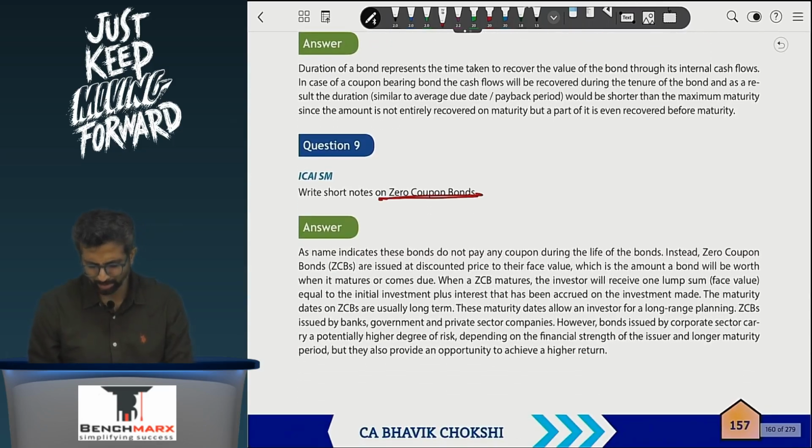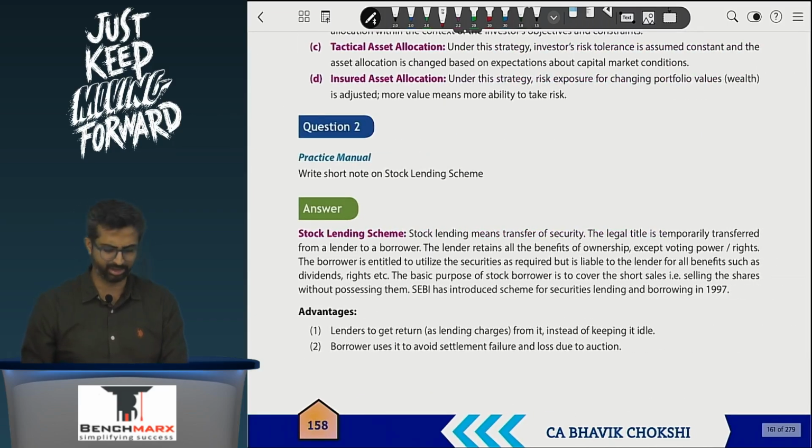Note on zero coupon bond. These are all very basic study material questions. Zero coupon bond, you can always write. These are bonds which are issued at a huge discount, but they don't bear any coupon. That does not mean the investor does not get any return. The investor does get a return, but that is in the form of discount. Are we clear with this?